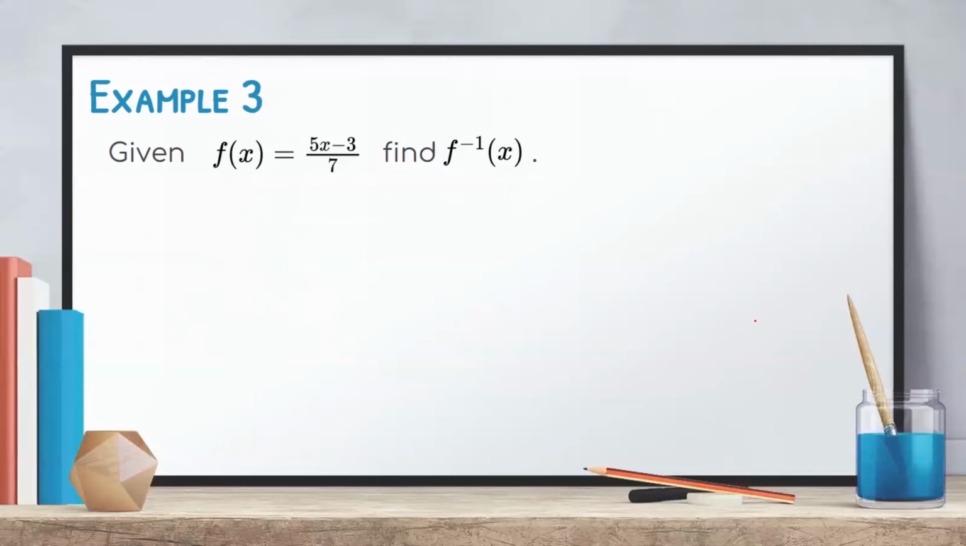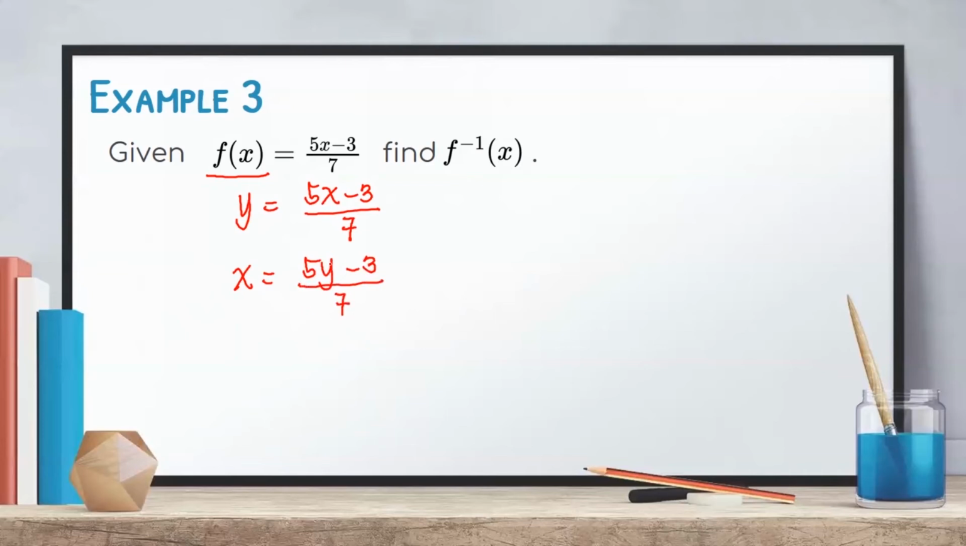For our last example, given f of x is equal to 5x minus 3 all over 7, let us find the inverse of the function. So once again, let us set f of x to y. Y equals 5x minus 3 all over 7. Next, interchange y and x. So we will have x equals 5y minus 3 all over 7.